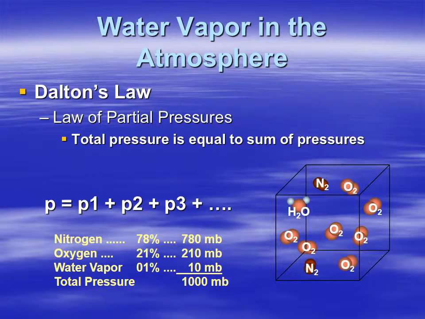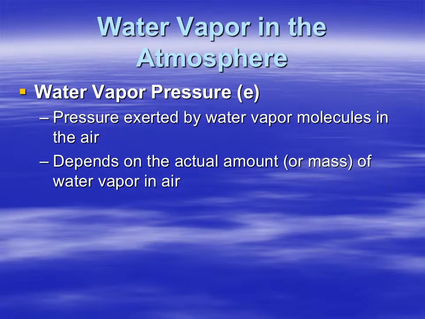And if that's the case, nitrogen usually makes up 70% of our atmosphere, so the pressure exerted by nitrogen is about 780 millibars. Oxygen is 21%, so that'd be about 210 millibars. And then water vapor, of course, is variable. If water vapor is only 1%, then it would exert 10 millibars of pressure for a total pressure of 1,000 millibars.